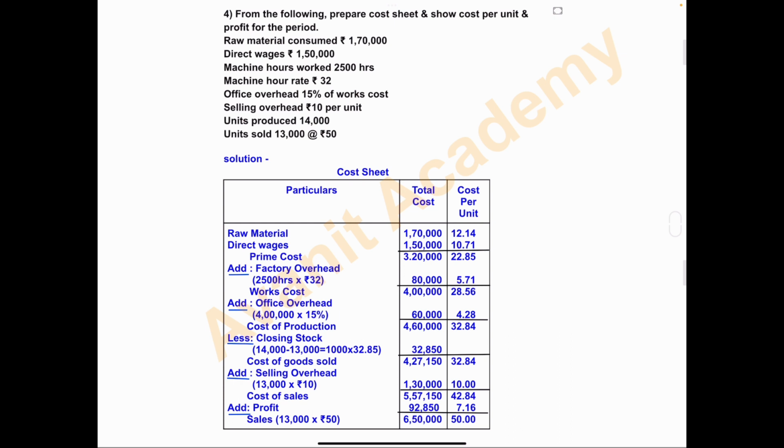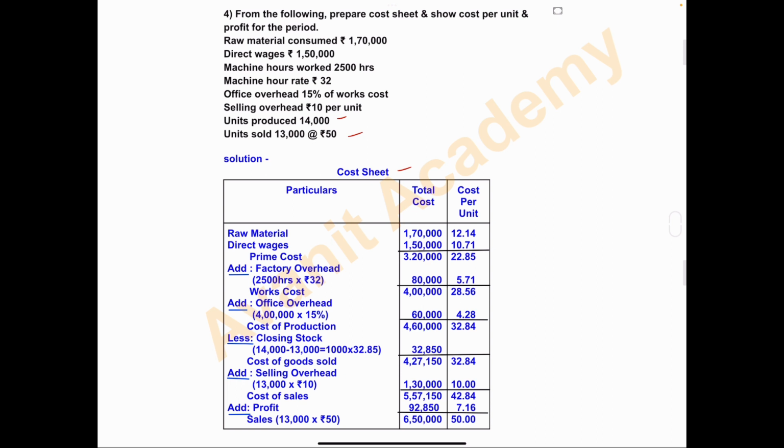Selling overhead rupees 10 per unit. Units produced 14,000. Units sold 13,000 at rupees 50 per unit. Okay, number of units produced is 14,000 and the number of units sold is 13,000 at the rate 50 per unit. Okay, let's start the solution. Heading cost sheet. So we have to calculate total cost and cost per unit. So we have to prepare 3 columns: particulars, total cost and cost per unit.